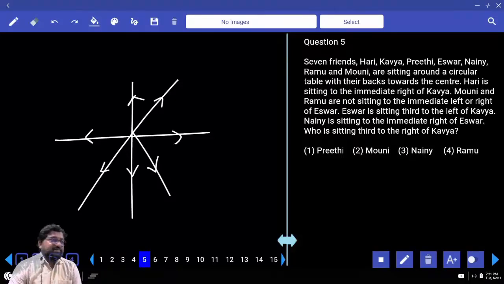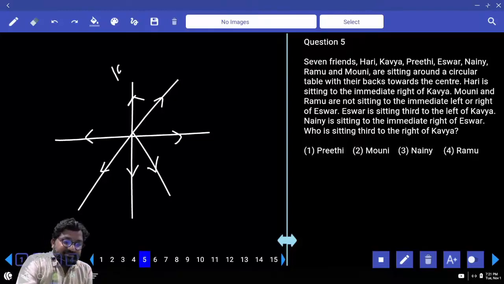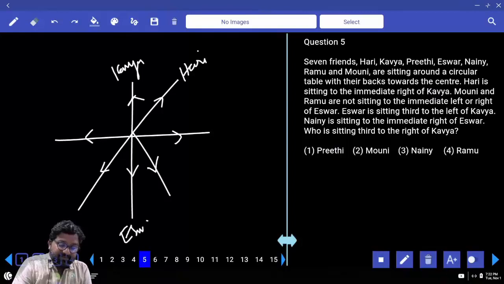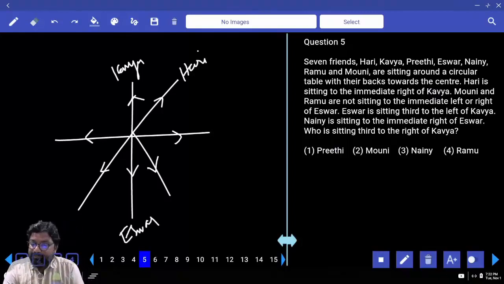Hari is sitting to the immediate right of Kavya. So this is Kavya and this is Hari. What is the next line? Mauni and Ramu are not sitting to the immediate left or right of each other, and these two people are not adjacent to Ishwar. Next line, Ishwar is third to the left of Kavya. So Ishwar is right here. Next, read it. Hari is sitting to the immediate right of Ishwar.